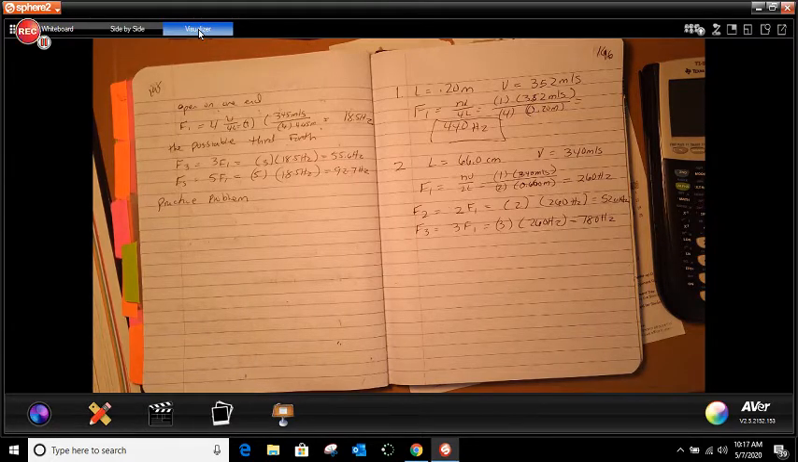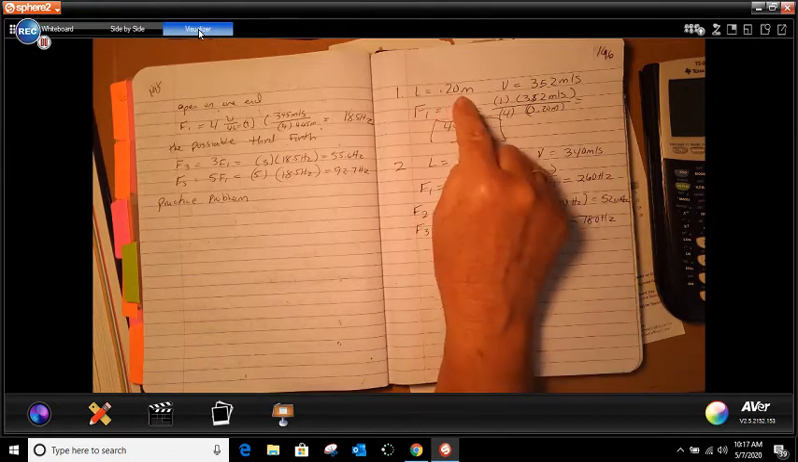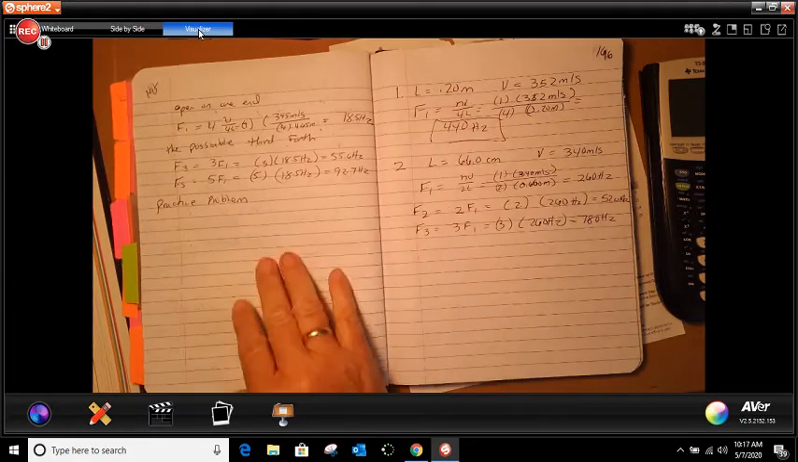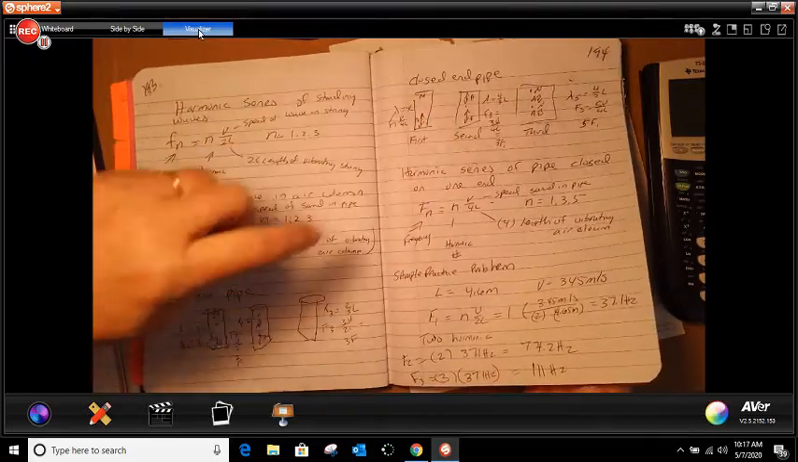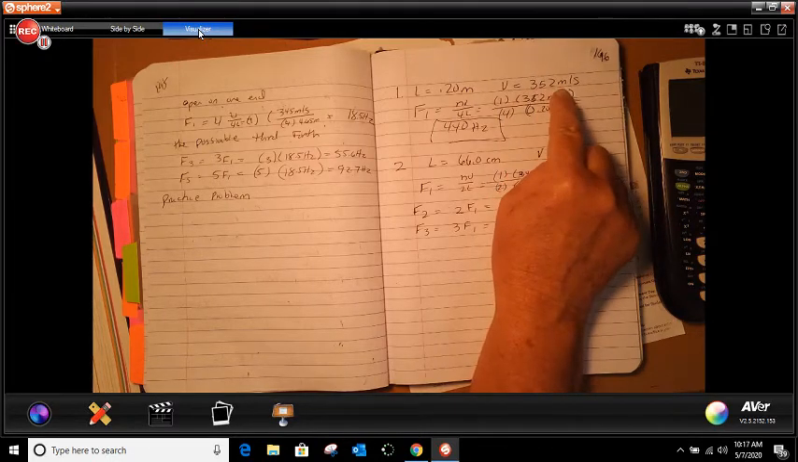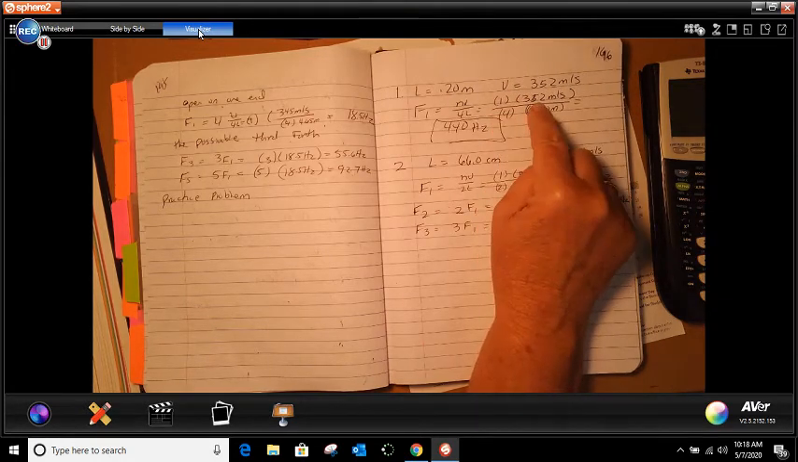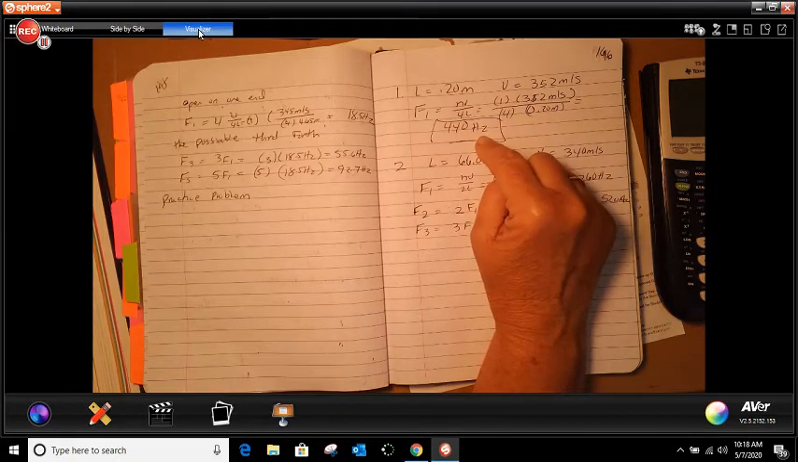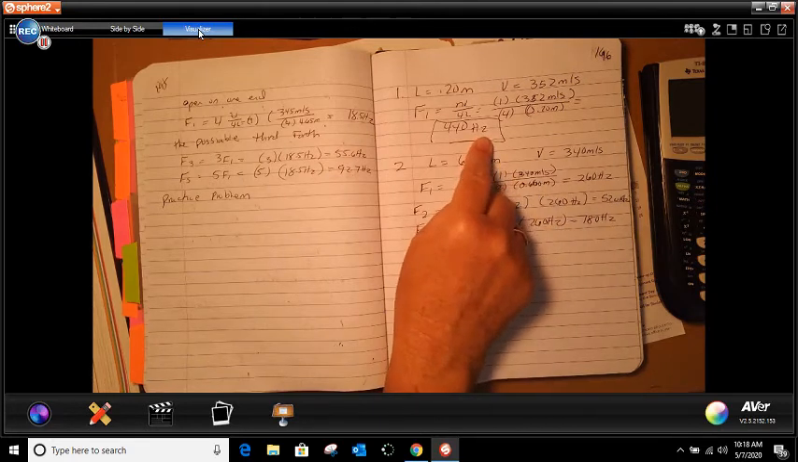So it says the fundamental frequency of an organ pipe that is 0.20 meters long and closed on one end. Well, that tells you which one of these we're going to use, open or closed, okay? So then it tells us that the speed of sound in that pipe is 352 meters per second. So based on that, we're just going to do 1 times 352 divided by 4 times 0.20, and that gave us 440 hertz.